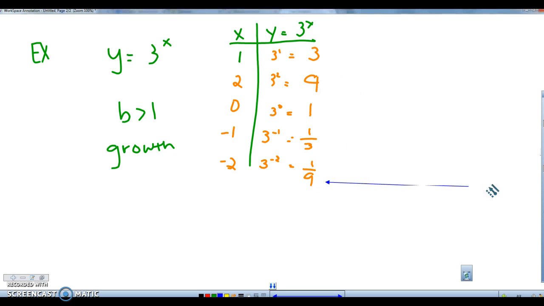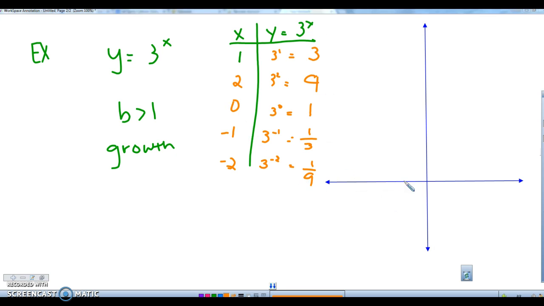So let's go ahead and draw our coordinate plane, and we'll graph some of these points. I know that when x is 0, y is 1. That's a good place to start. When x is 1, y is now up 3. When x is 2, y is up 9. So 4, 5, 6, 7, 8, 9. When x is negative 1, y is a third. So here's 1, a third of that would be like here. When x is negative 2, it's now 1/9. So that's really close. It's not quite on the 0 line, but it's getting really close.